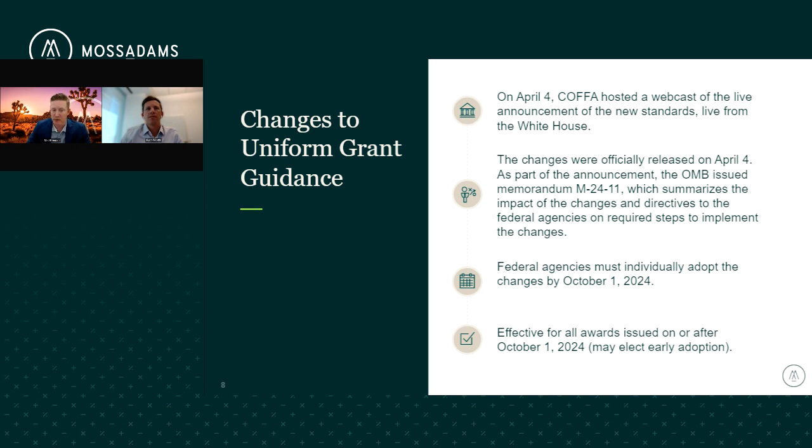They released a memorandum, M-24-11, which gives a little more information about it, but it really is intended to give direction to the different federal agencies on how they will adopt it. So each federal agency, whether it's Department of Education, Department of Energy, Health and Human Services, will be required to adopt those standards into their own regulation, and they must do it by October 1st. The effective date for this new uniform guidance change is October 1st, 2024 for any new awards issued as of that date. Different aspects of these changes will impact you at different times, and we'll go into that.